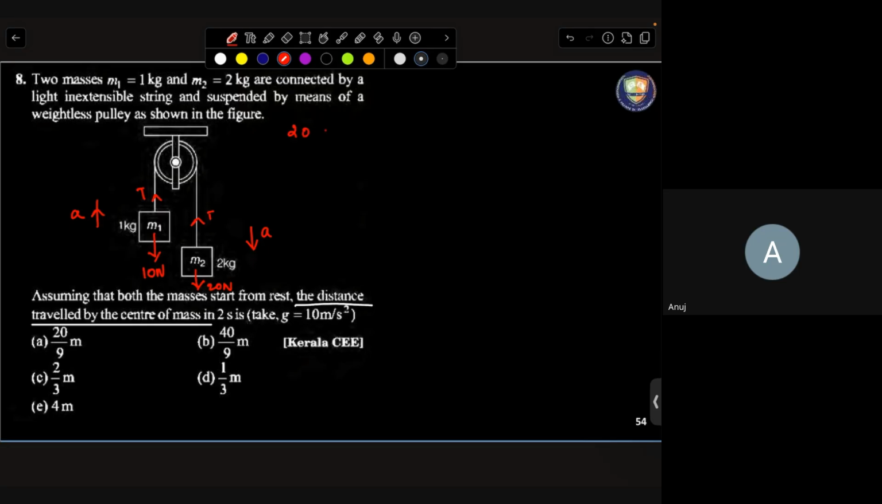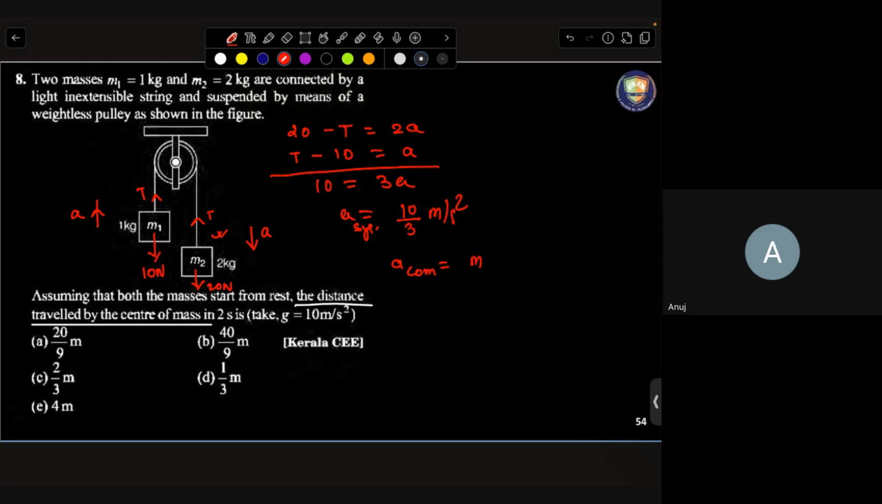So 20 minus T for this one is equal to 2A, and T minus 10 is equal to A. You can see that if you add the two equations, T will get cancelled and it is 20 minus 10, that is 10, equal to 3A. So the acceleration of the system is 10 by 3 meter per second square. Now we need to find the acceleration of center of mass. We know the formula of acceleration of center of mass.